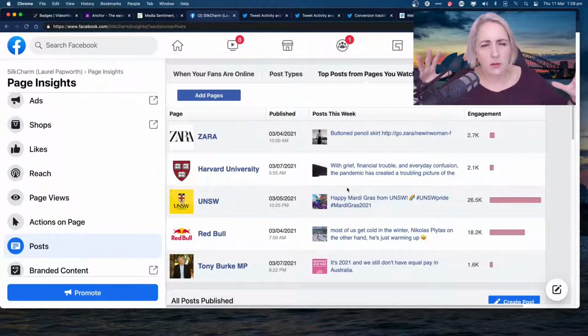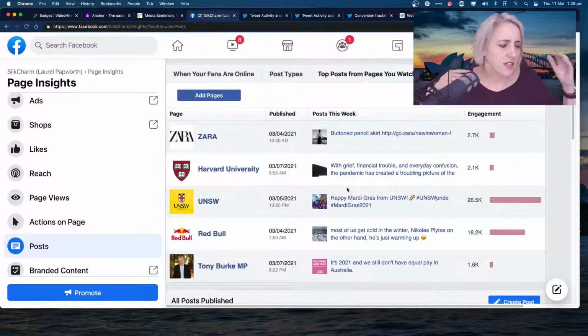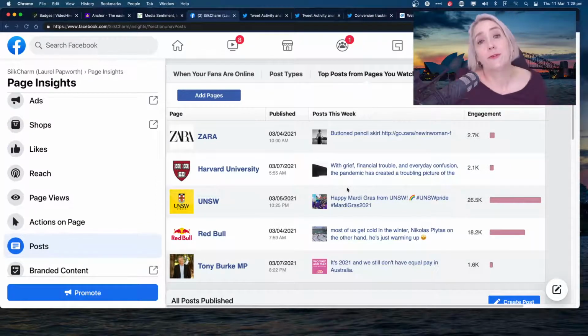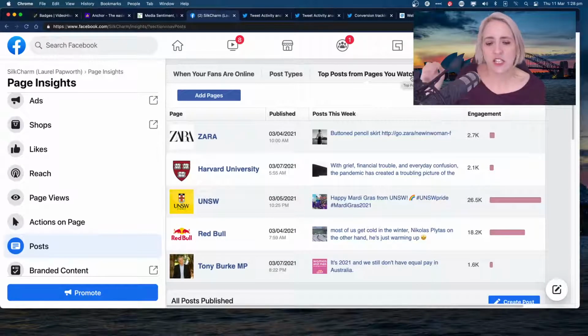What am I trying to say? You know what I'm trying to say. It will give you a boost in the algorithm if you check the top posts and pages you watch.